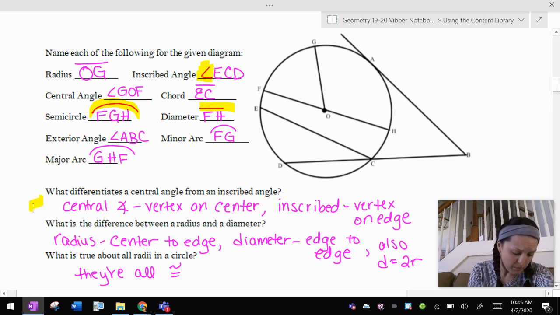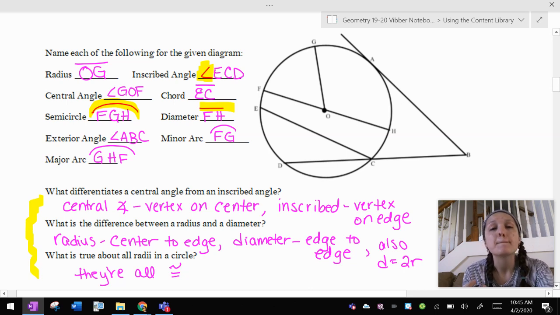And then down toward the bottom, I have what differentiates things. Those aren't the only answers. But again, the whole point of this vocabulary is to know when something is one thing or is another thing. So make sure you're looking out for that.